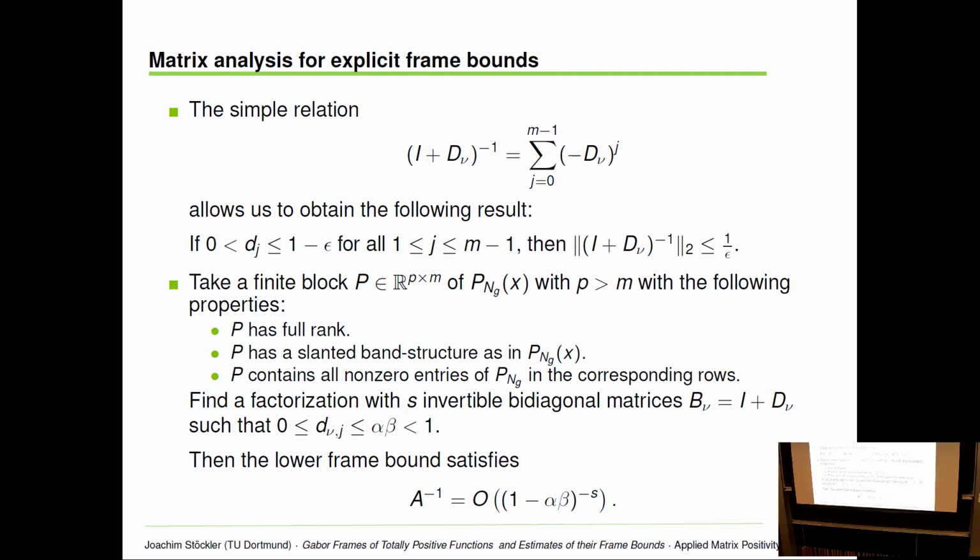If we can do this, then we have an immediate estimate for, there are two mistakes here. A should be P, and there should be a spectral norm, of course. This is the norm of P inverse. I don't know what happened. Anyway, this should be: the norm of P inverse in the L2 norm is big O of (1 minus alpha beta) to the minus S, with a simple argument. So a very simple argument if you can do this.